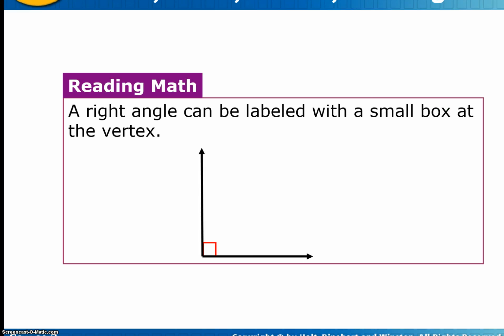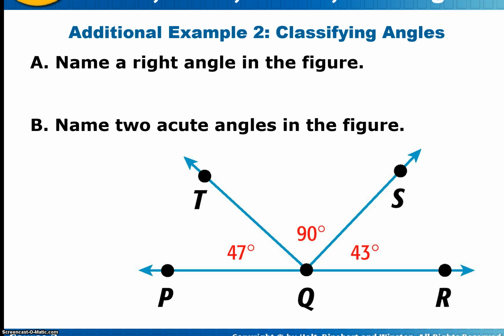This is a right angle again. A reminder that the symbol at the vertex means 90 degrees. See if you can name a right angle in the figure. Notice that there is no little box here, but it is labeled with 90 degrees. Okay, did you say angle TQS? Remember, Q had to be in the middle.